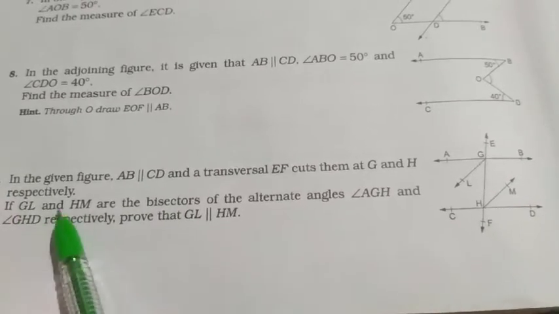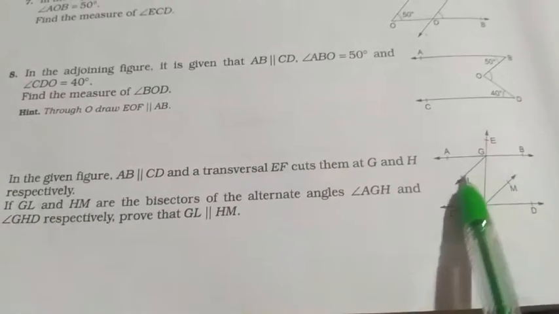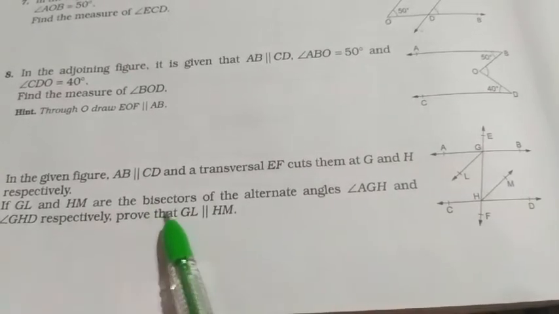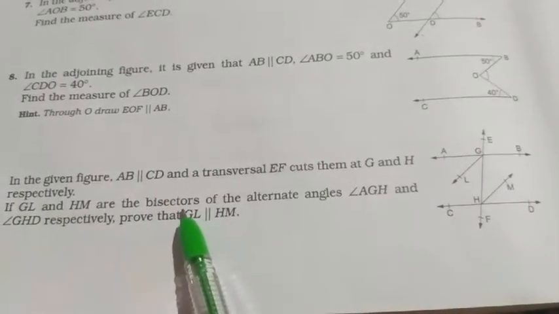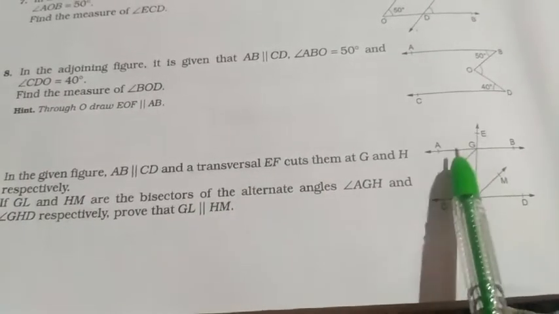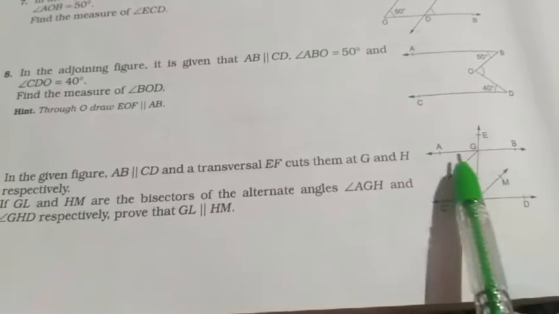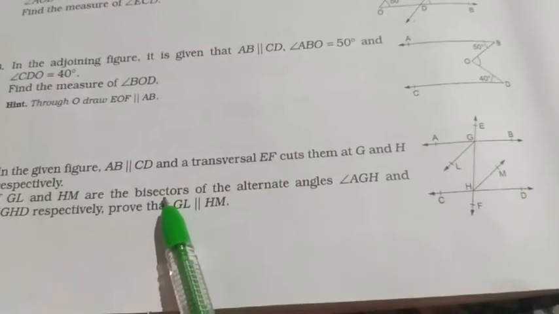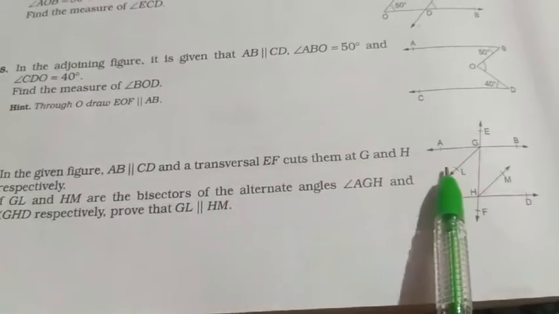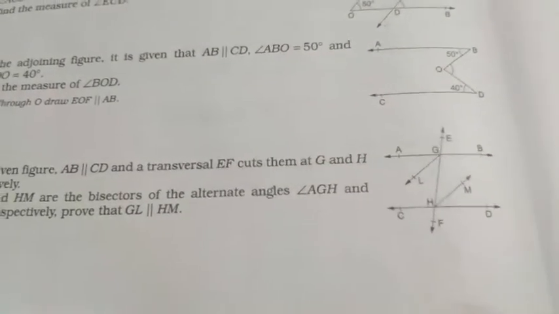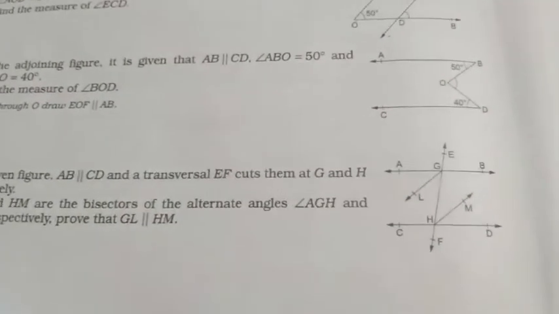If GL and HM, this GL HM are the bisector, one word here come, bisector. Meaning of bisector, it means this line cuts this angle in two equal parts. Understand what bisector means. Bisector means that this line divides the whole angle into two equal parts. This is known as bisector.